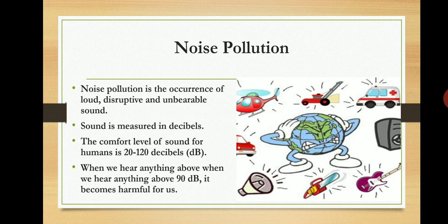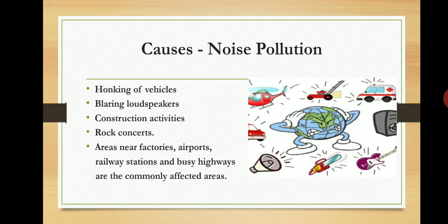Now if I ask at what level does sound become harmful for us? The answer is anything above 90 decibels. When we hear anything above 90 decibels or dB, it becomes harmful for us. It becomes very dangerous for us. How? Because it could cause our eardrums to burst.